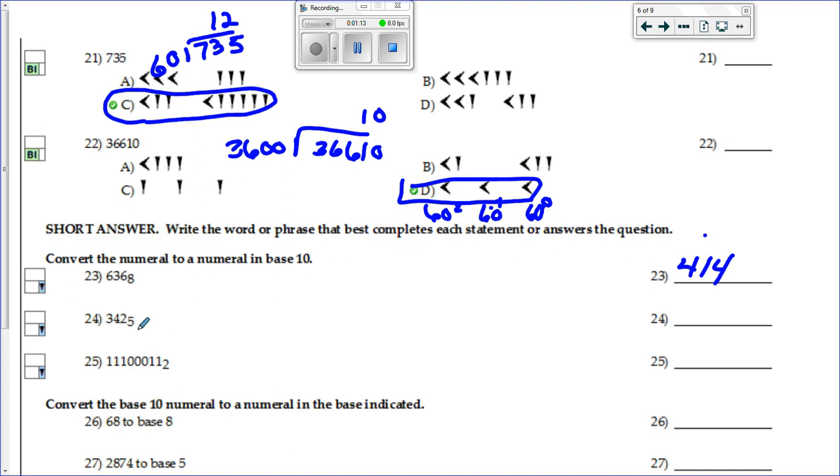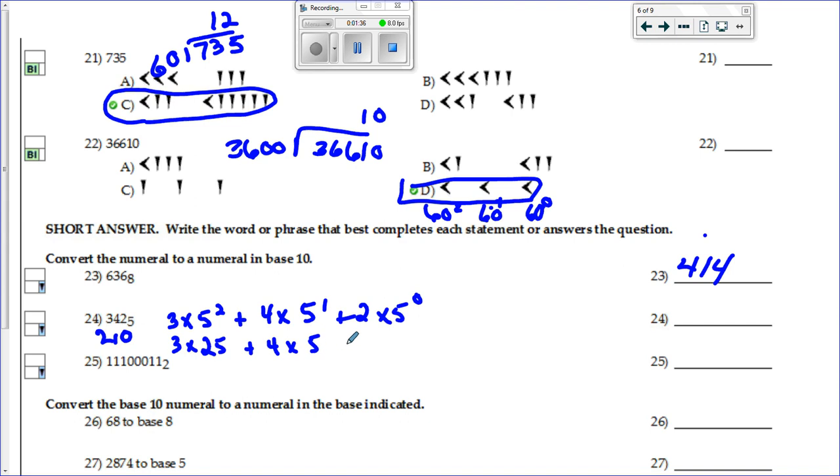Okay, so now for this one, it's base 5. So again, the columns are going to be 0, 1, 2. So this is going to be 3 times 5 to the second plus 4 times 5 to the 1 plus 2 times 5 to the 0. So this is 3 times 25 plus 4 times 5 plus 2 times 1. Multiply them all out, add them, and you get 97.